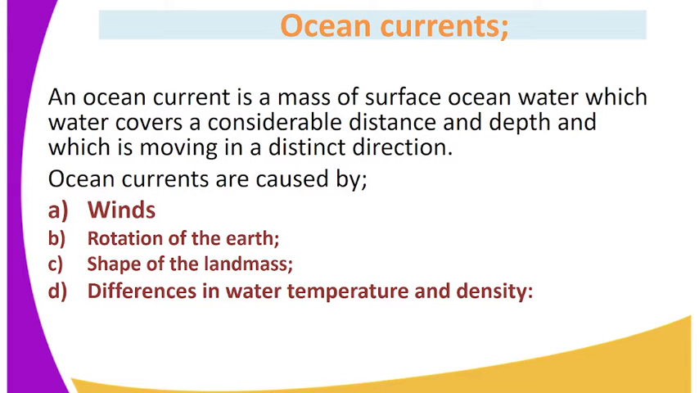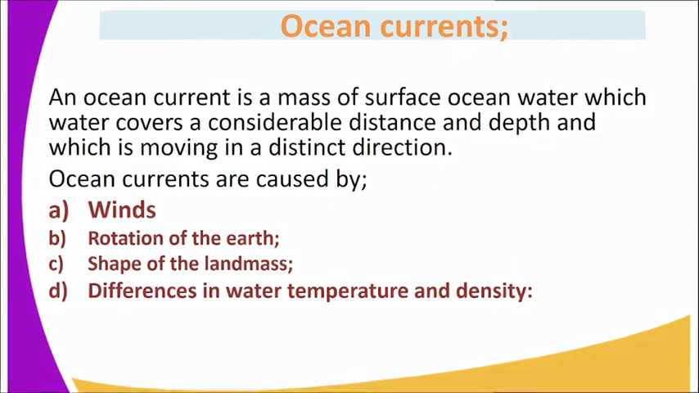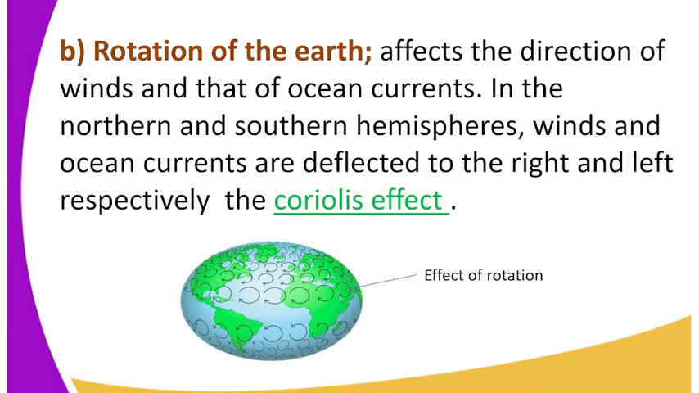Ocean currents. An ocean current is a mass of surface ocean water which covers a considerable distance and depth and which is moving in a distinct direction. Ocean currents are caused by: one, wind; two, rotation of the earth; the third one is shape of the landmass; and finally, differences in water temperature and density.